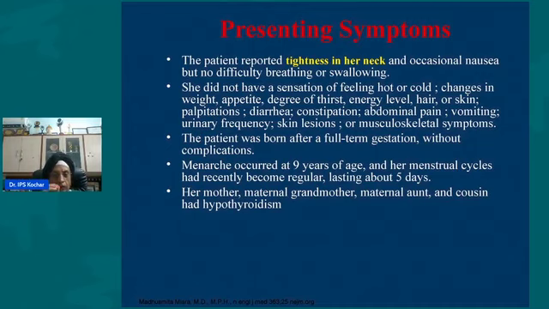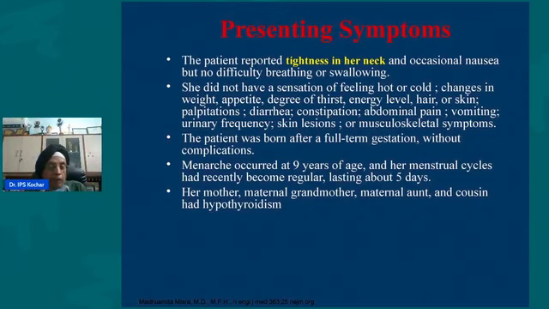There was no change in energy level, skin, palpitation, diarrhea, constipation, abdominal pain, vomiting, or skin lesion. All this was okay. The patient was born after full-term gestation without complication. The only thing is that menarche in this 13-year-old girl occurred at the age of 9 years. When menarche occurred, her menstrual cycle was totally irregular. But now they have started to become regular, lasting around 3 to 5 days, which is normal.